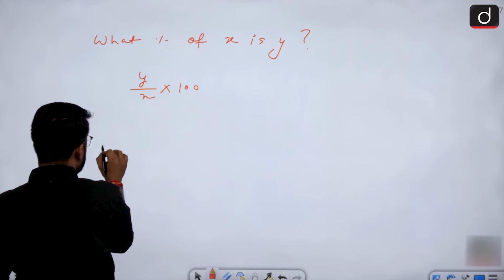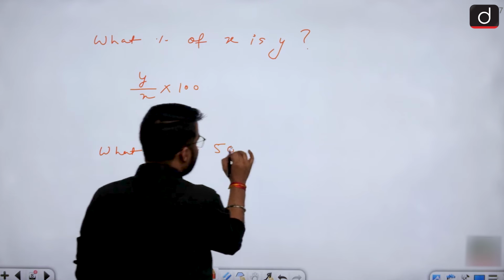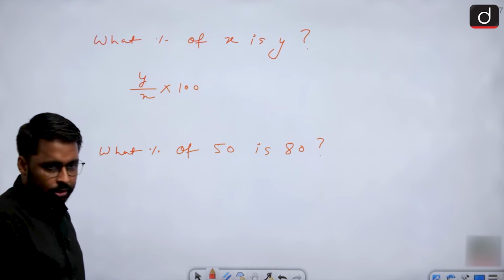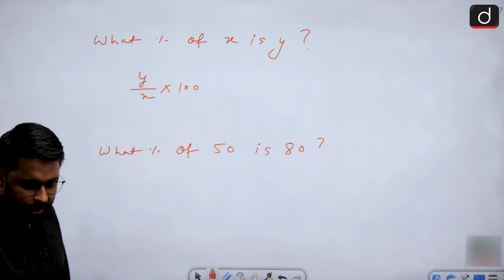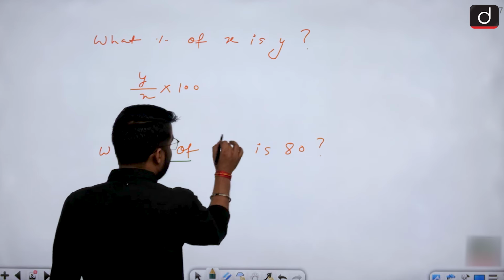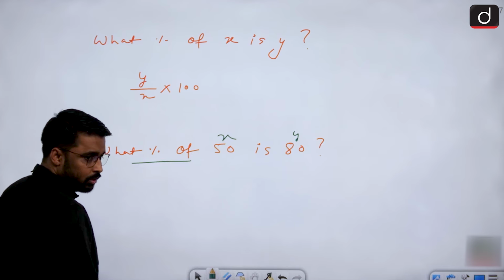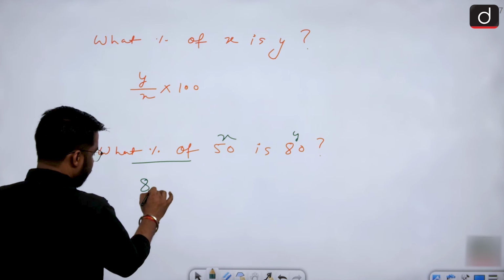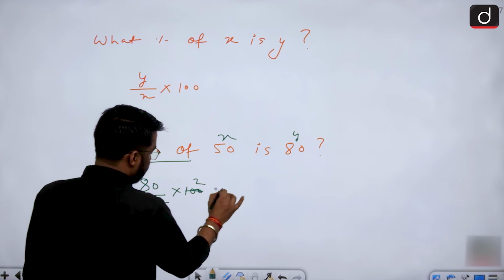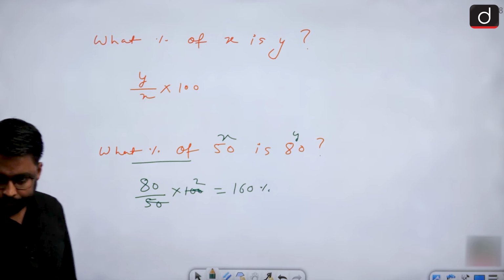For example, what percentage of 50 is 80? Now my question is this: what percentage of 50 is 80? So which syntax did we learn? What percentage of X is Y? What equation is formed? 80 upon 50 into 100. Simple.